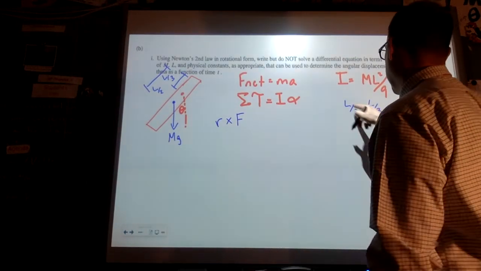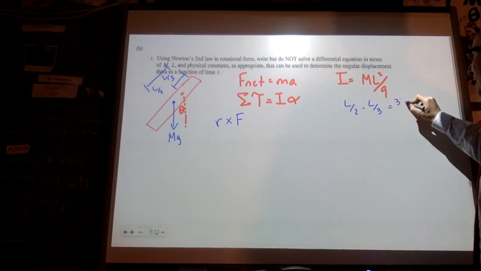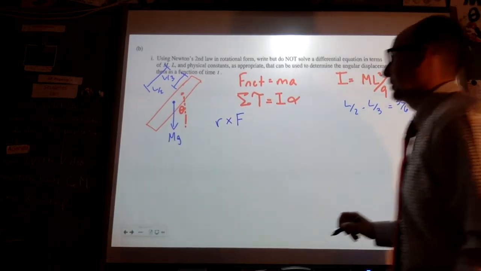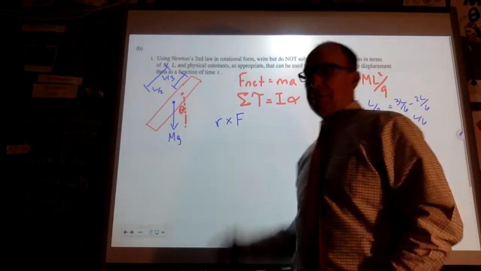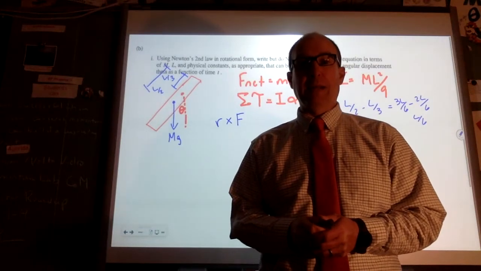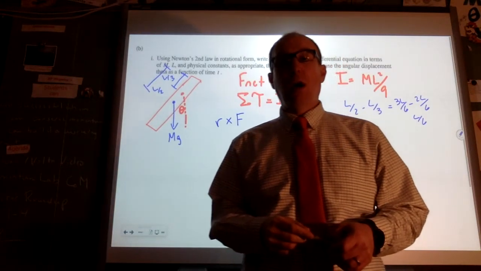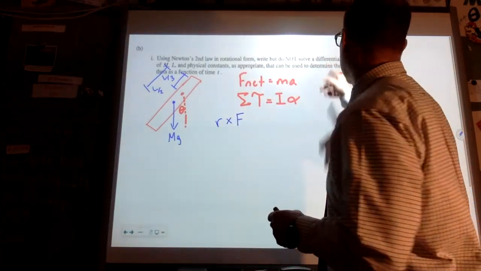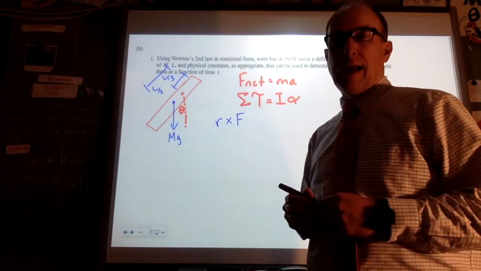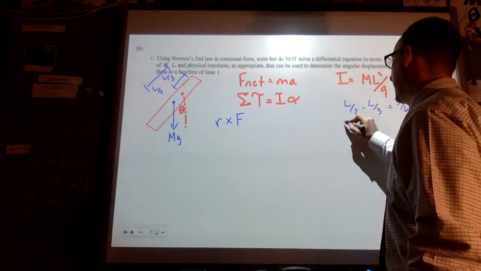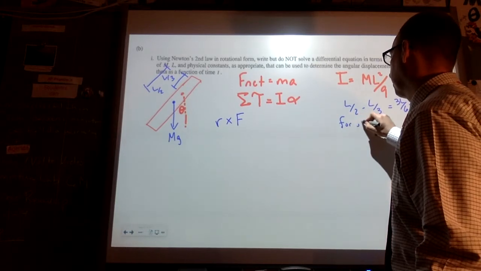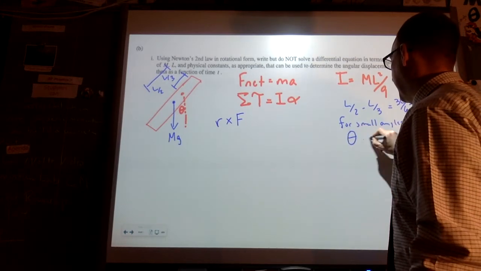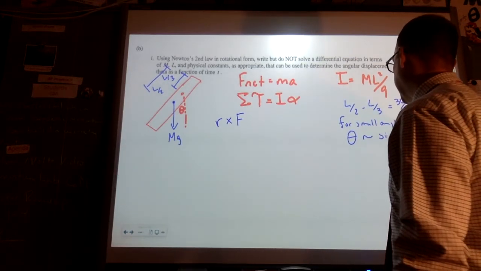And so the common denominator would be 6. So 3L over 6 minus 2L over 6 is L over 6. And then to combine the perpendicular component, that's going to be mg sine of theta. All right, so in all of these angular displacement ones, we made an assumption. We said that for small angles, theta is approximately sine of theta.